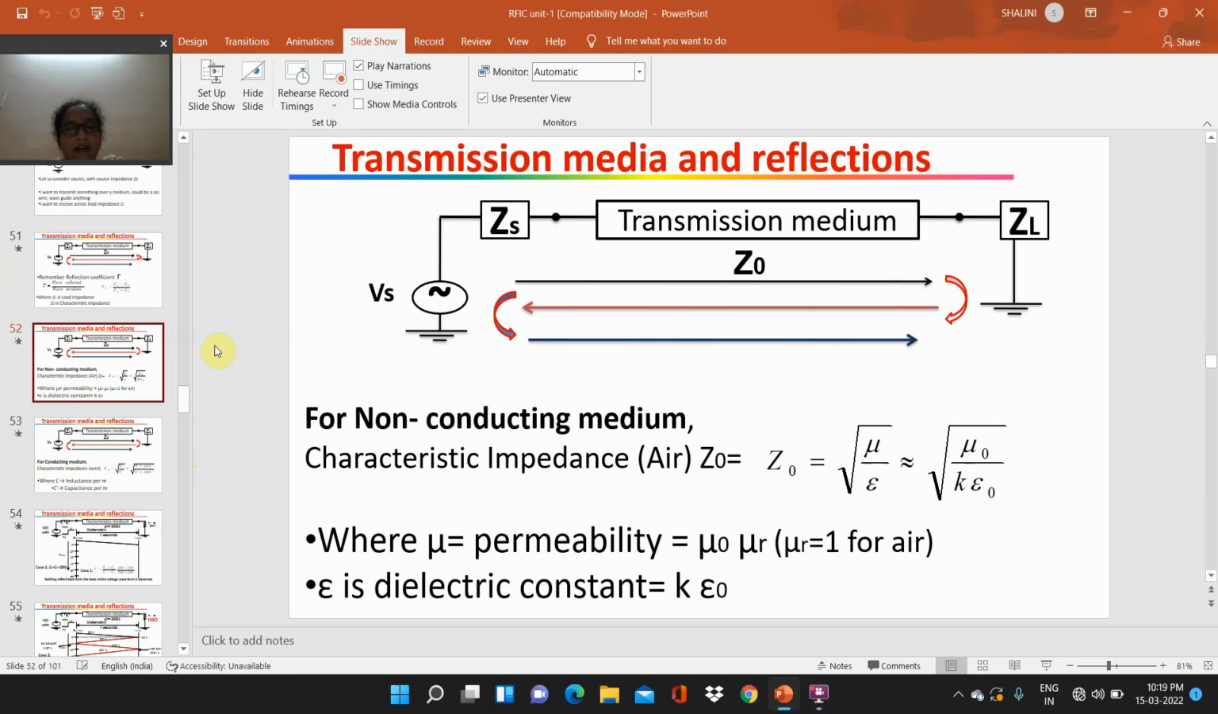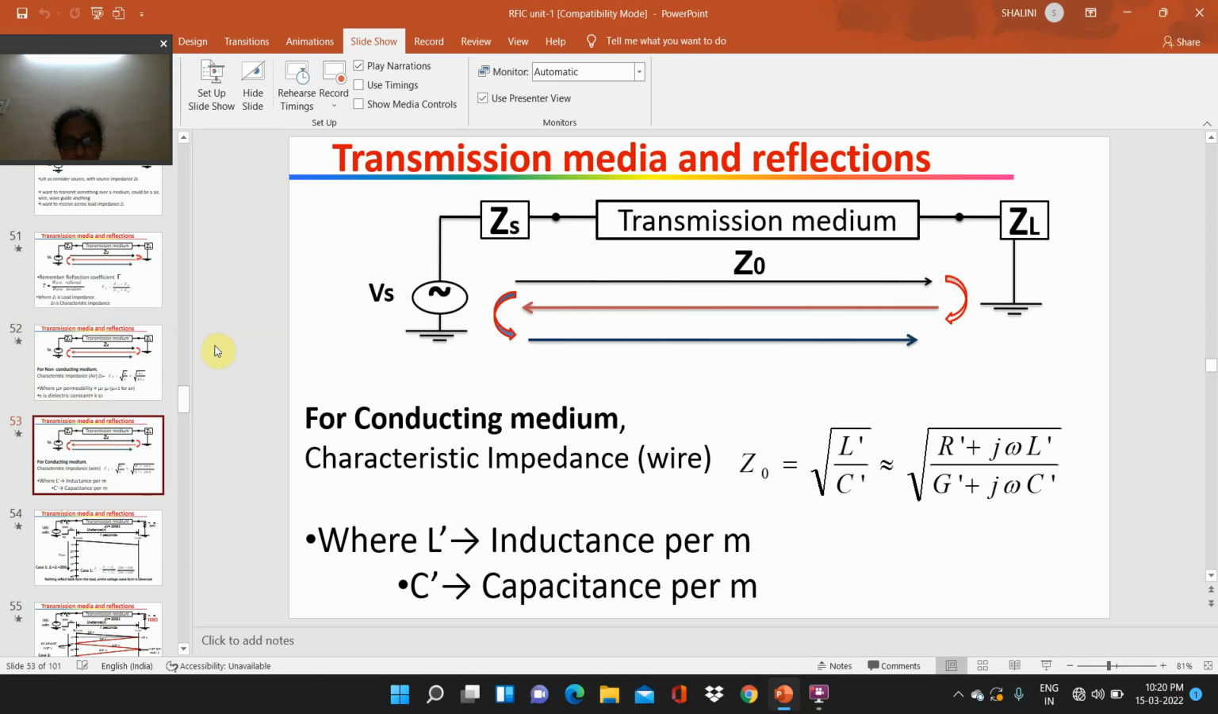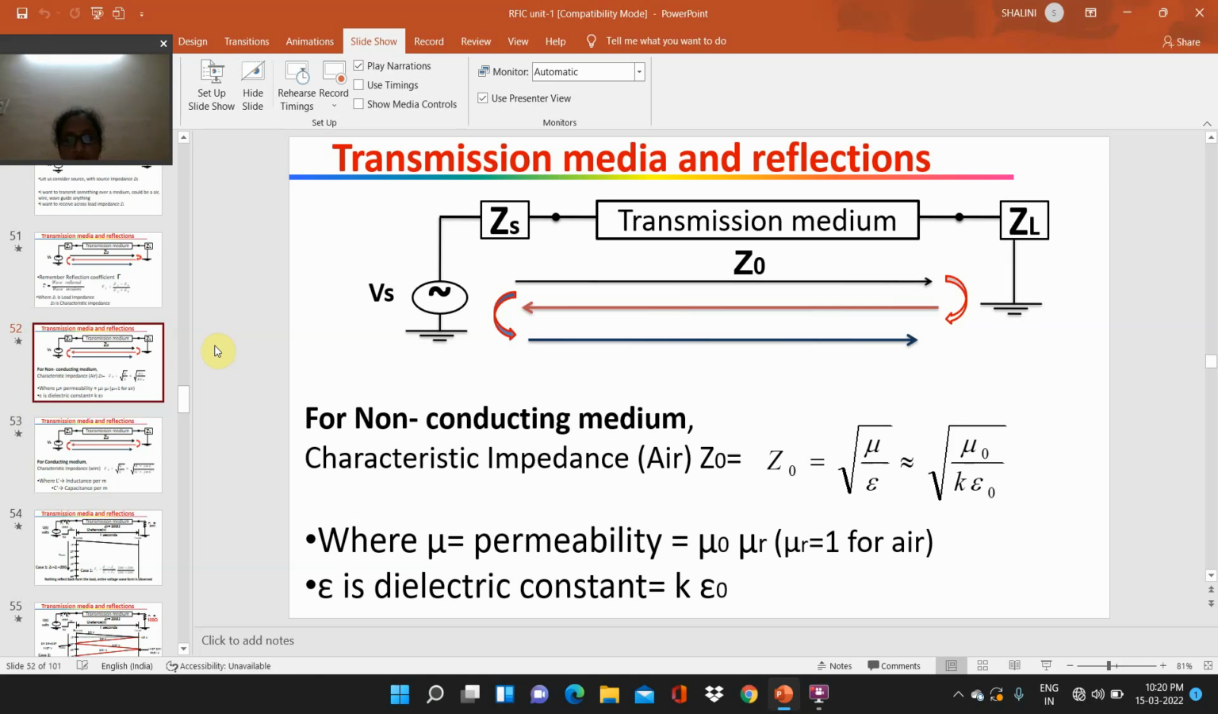For a non-conducting medium, the characteristic impedance Z naught is equal to the square root of mu by epsilon, that is mu naught by k into epsilon naught. Here mu is permeability and epsilon is the dielectric constant, that is permittivity. So mu is equal to mu naught into mu r, and epsilon is equal to k into epsilon naught.